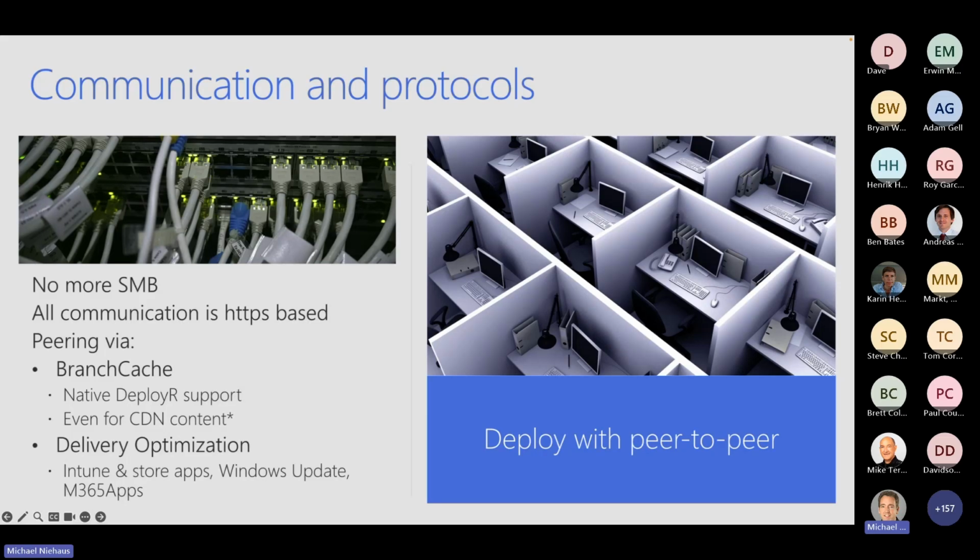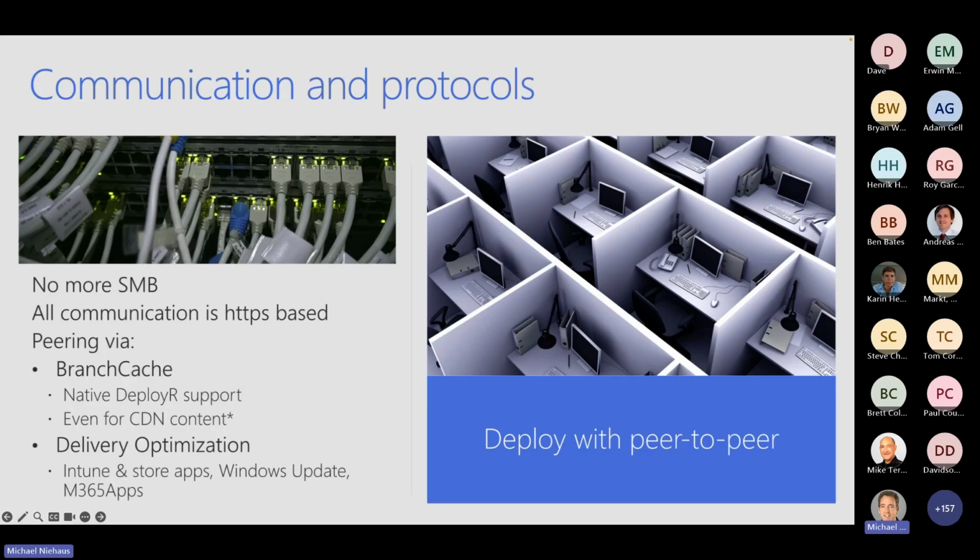Peering of content would leverage BranchCache. So DeployR has native support for BranchCache built into it. All the content that you add, whether it's operating systems, applications, driver packs, or whatever, will be peerable via BranchCache. We automatically generate the necessary hashes for that, and the client understands how to do the peering of content even inside of Windows PE.